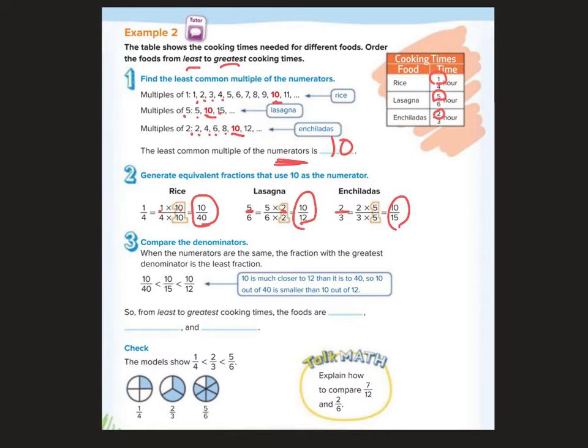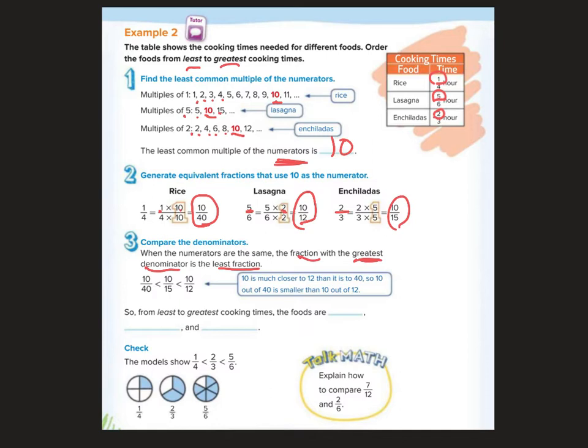So when we compare the numerators, the fraction with the greatest denominator is the least fraction, because those are the pieces that are cut the smallest. When the denominator is like 1 over 2, it means we're dealing with 2 pieces of our pizza.